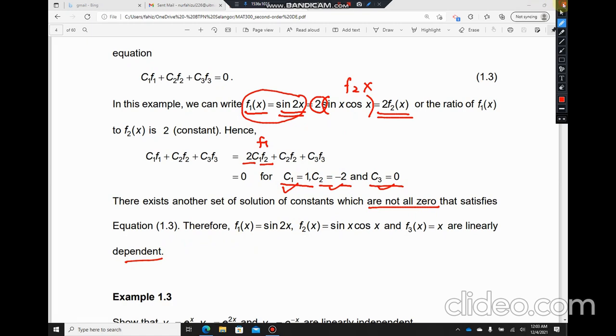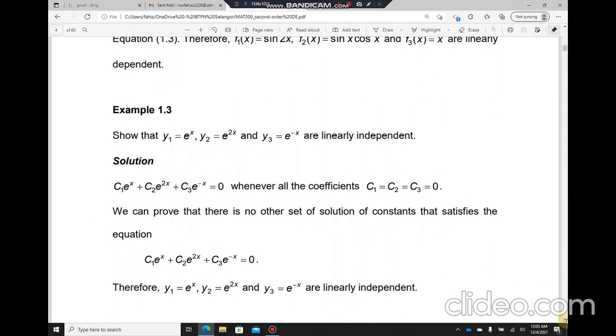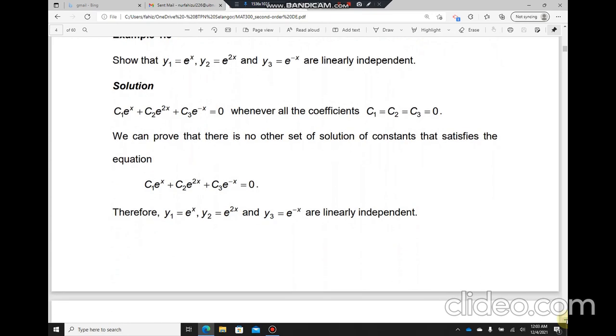Okay, kita tengok next example. Example 1.3, show that y1 equals to e^x, y2 equals to e^2x and y3 equals to e^negative x are linearly independent. So yang ni dia nak showkan linearly independent. So C1 e^x plus C2 e^2x plus C3 e^negative x equals to 0. Whenever all the coefficients C1, C2, C3 are 0, we can prove that there is no other set of constants that satisfy the equation C1 e^x plus C2 e^2x plus C3 e^negative x equals to 0. Therefore, y1, y2 and y3 are linearly independent.